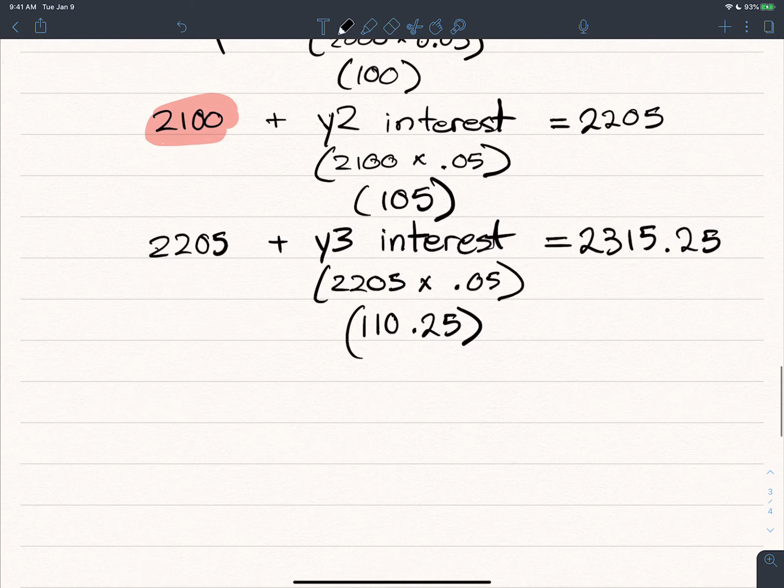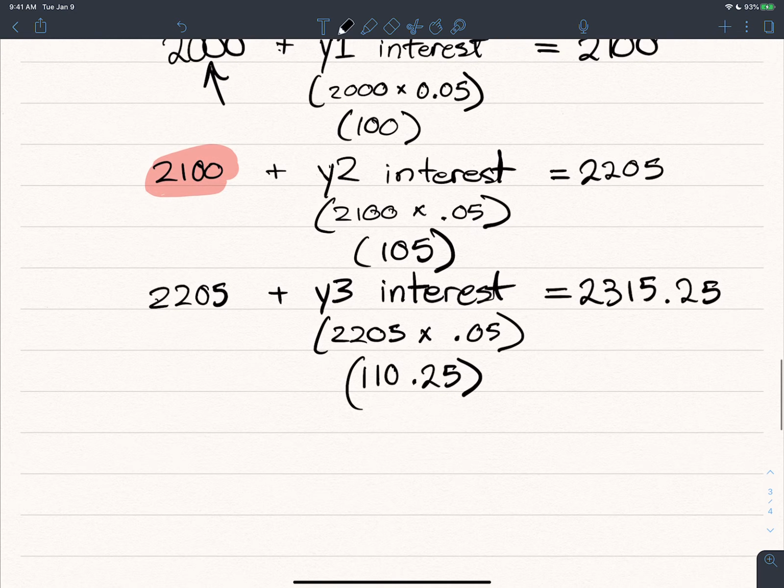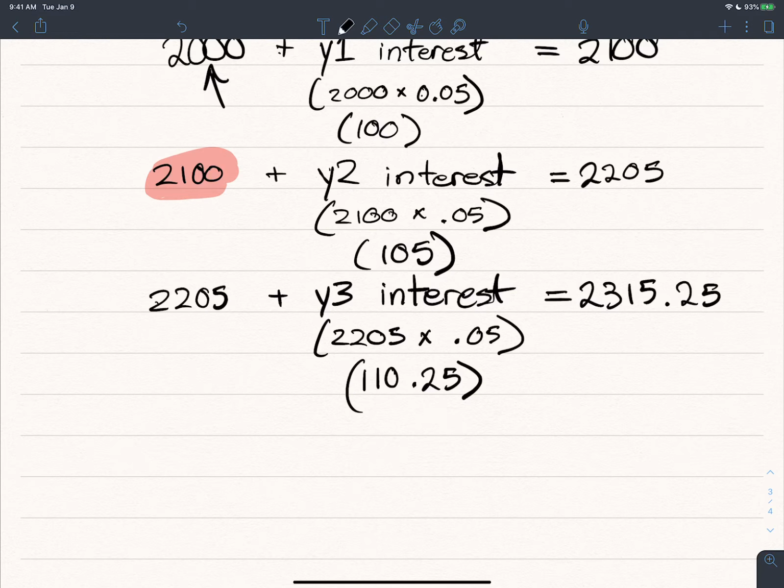So now, for year four, what happens? Right now, Afia is getting hip, and Afia is realizing what she has to do. She's realizing how she's gonna have to pay. So okay, I owe you $2,315.25, and then I'm gonna add my year four interest. And I know what my interest fee was last time. Last time my interest fee was $110.25. So here goes your extra $110.25.